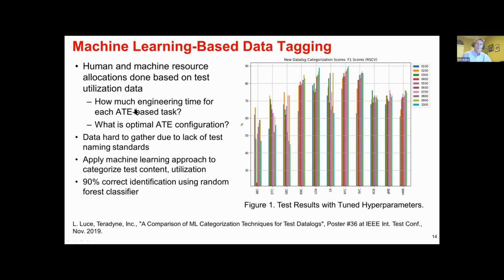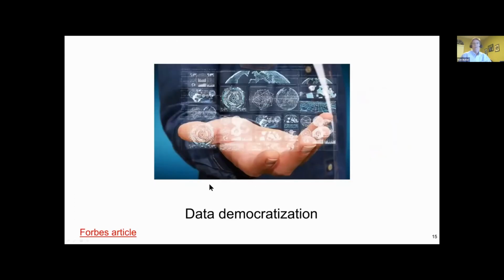So he was applying machine learning techniques in order to automatically classify tests, and he was achieving 90% correct identification using a random forest classifier for a relatively straightforward problem of just classifying tests to understand the test content of the program in order to optimize the equipment in a particular production. So those are some examples of what we're doing in order to try to clean up our data and be able to do more with it.